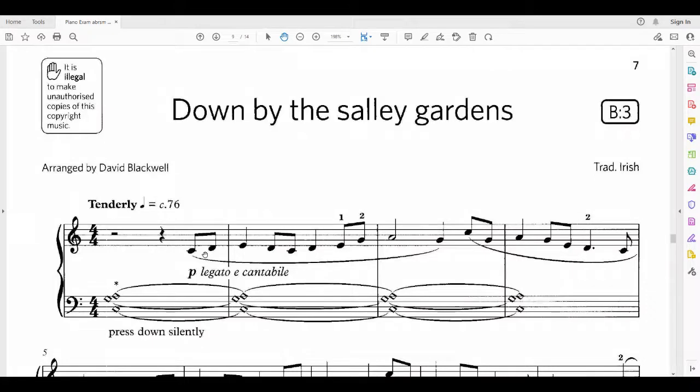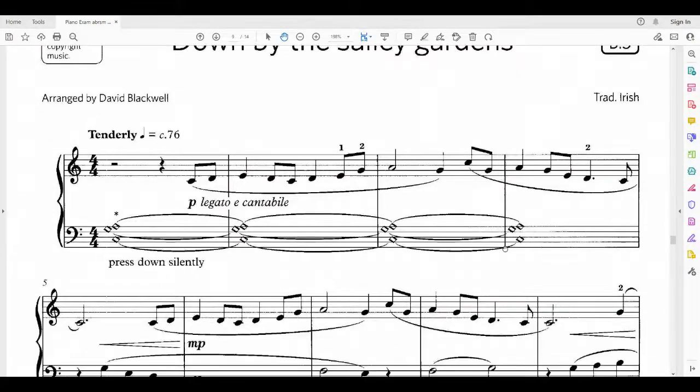And imagine you are a singer. Okay, you start to imagine you are a singer, and then it says play with piano soft, but do the melody with legato e cantabile. Cantabile means in a singing manner. Okay, so you play with soft and legato, and as if you are singing.